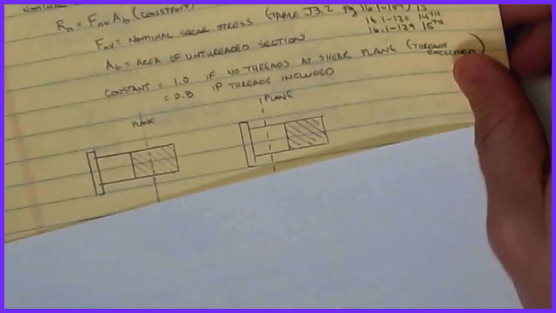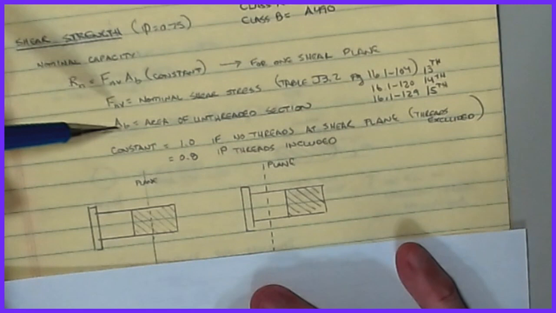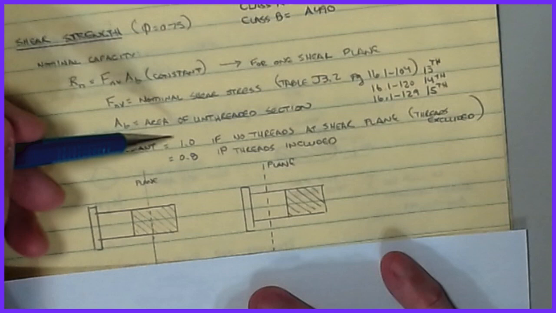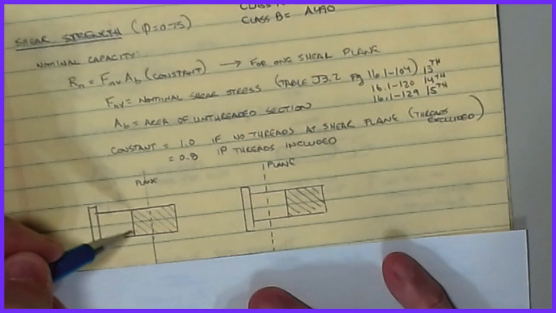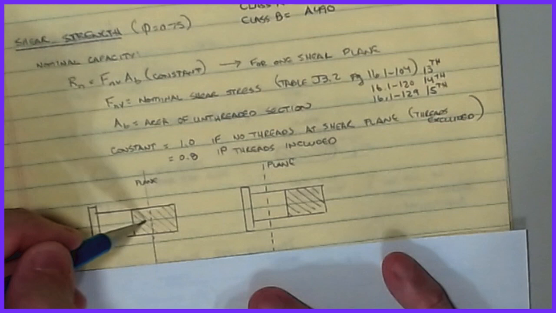Okay, the one that is a little bit more crucial to us is this AB value. Okay, and the AB is the area of the unthreaded section. So this is that shank area that we talked about. This would be the area up here. Okay, because the way they manufacture these is they cast these bolts as solid chunks, and then they use a tap and a die, or they mill out the threads from that. So this threaded region is actually a reduced area on this section.